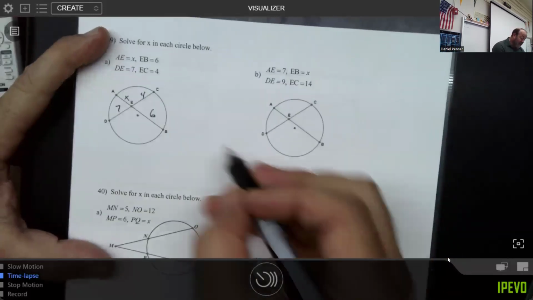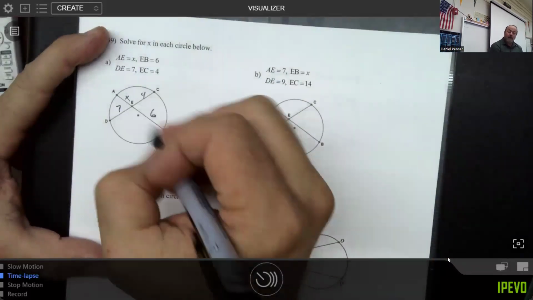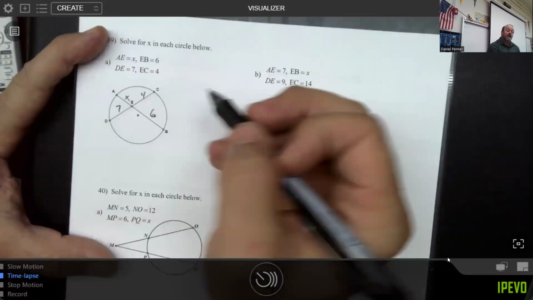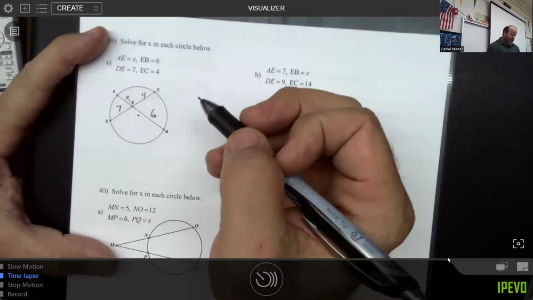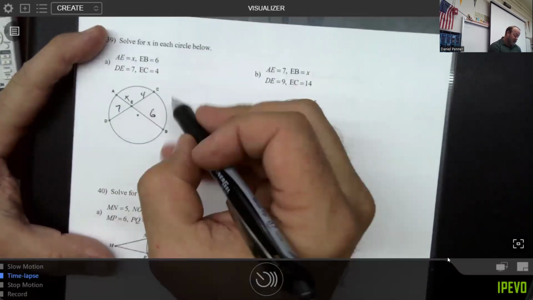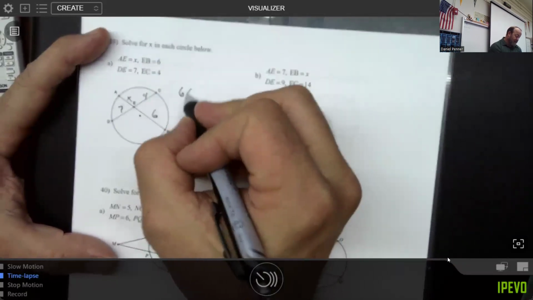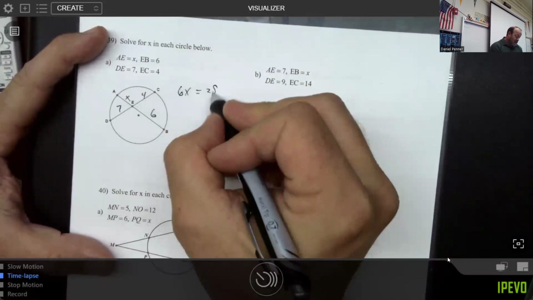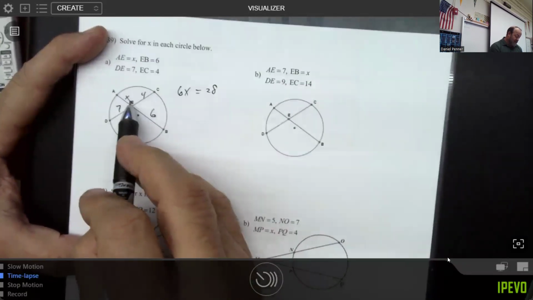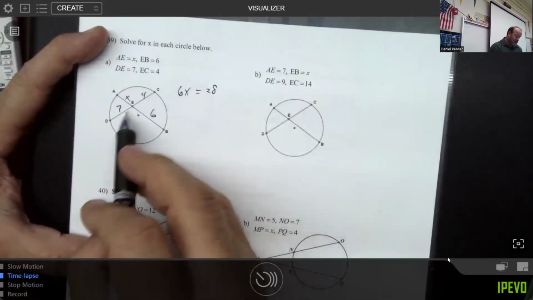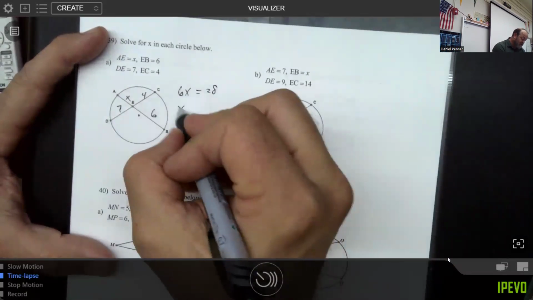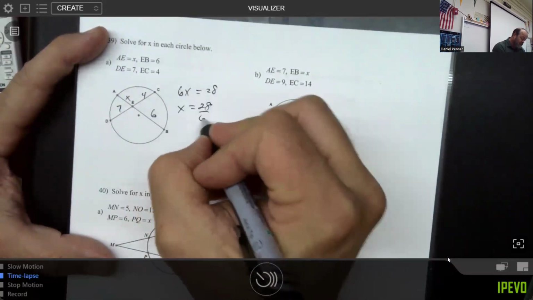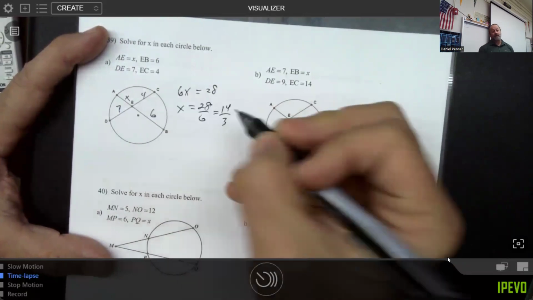know better than. So anyway, our rule here is that if you ever have two chords that intersect inside the circle, it breaks them into parts such that the product of the parts is the same value. 6 times x equals 7 times 4, so 6x equals 28. So x is 28 over 6, which of course reduces to 14/3.